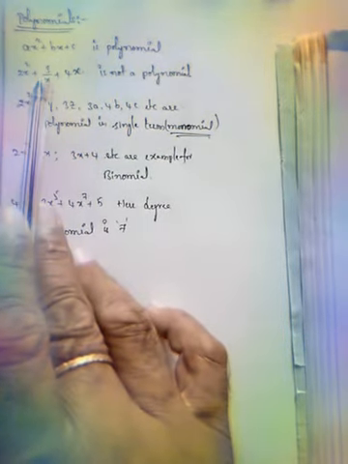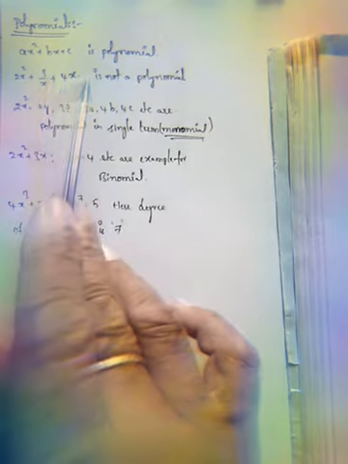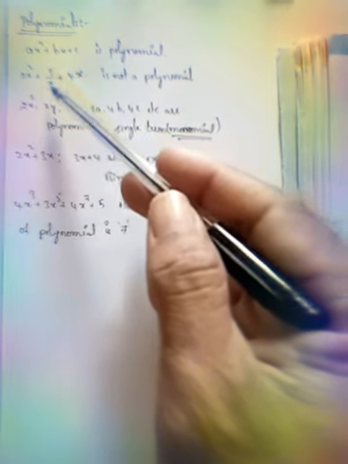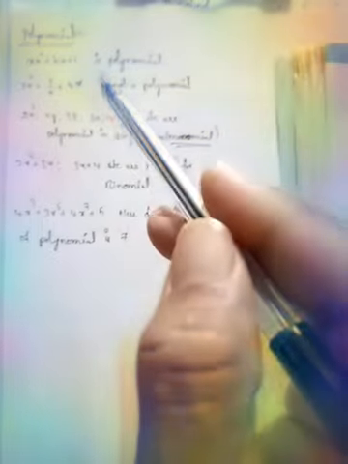Okay, now 2x square plus 3 by x plus 4x is not a polynomial. Why is it not a polynomial? Here 3 by x means x power minus 1, if you write it in the numerator. So x power minus 1 means a negative integer as the exponent. In general, a polynomial has positive integral exponents. So here we are getting a negative integer in the exponent, so it is not a polynomial.